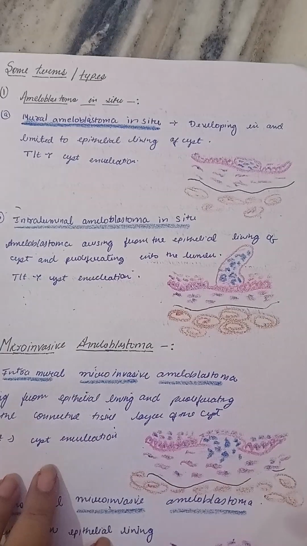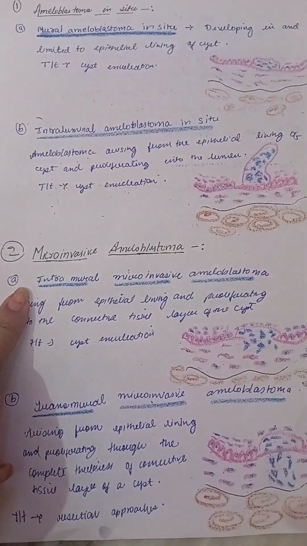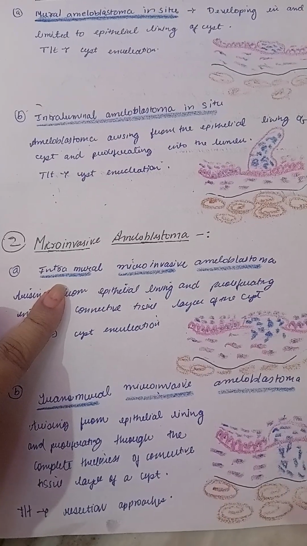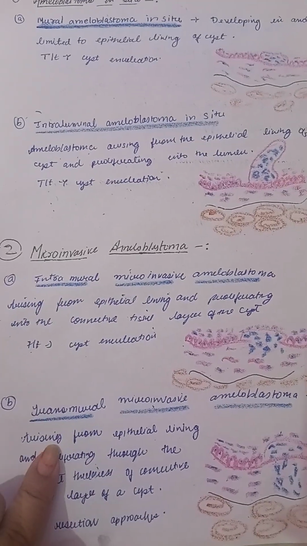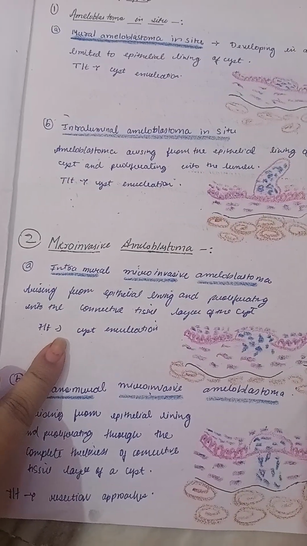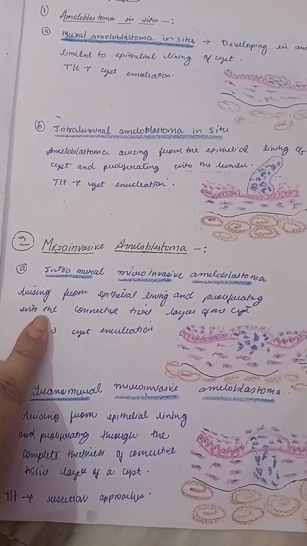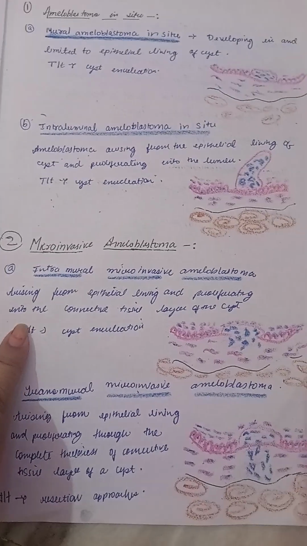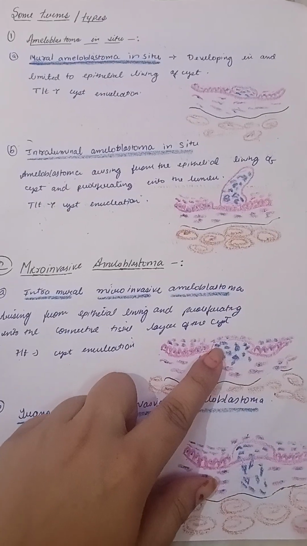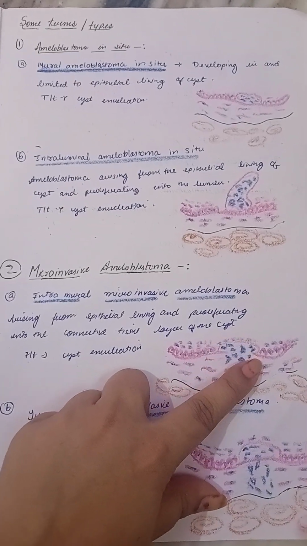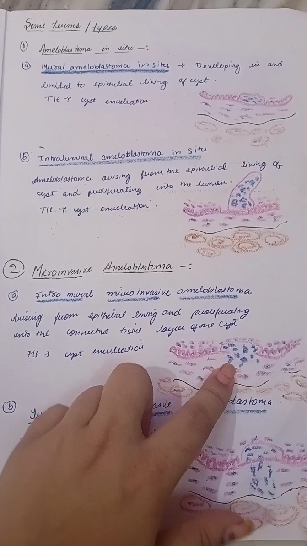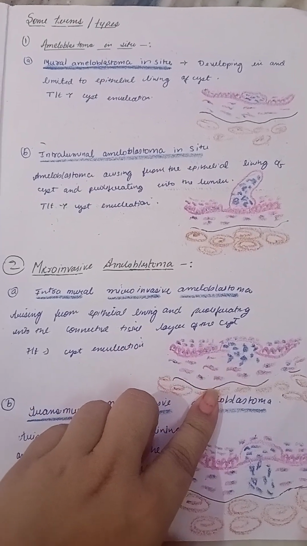Now coming to the second type, that is microinvasive ameloblastoma. It also has two types, that is intramural microinvasive ameloblastoma and transmural microinvasive ameloblastoma. What is intramural ameloblastoma? It is arising from the epithelial lining and proliferating into the connective tissue layer of the cyst. It arises from the epithelial lining but it proliferates into the connective tissue up to a certain length, not the whole length of connective tissue.